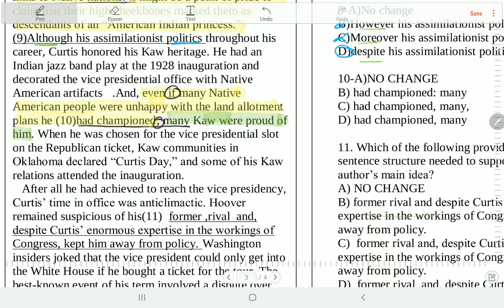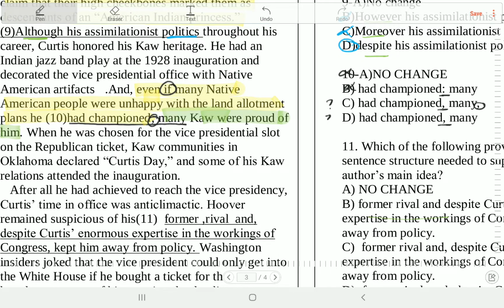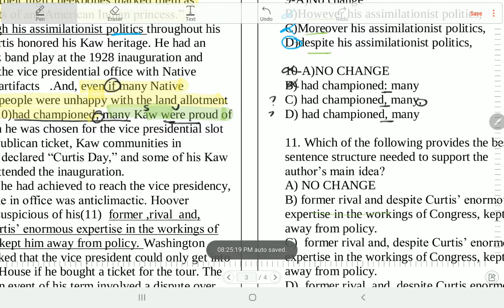Is that a complete idea? No, it's not a complete idea. So can we just put a colon? A colon, we must have a complete idea. It's not B. So we have a comma here and we have a comma here. So it's C or D. The only difference is that we have a comma after many. So if many Native American people were unhappy with the land allotment plans he had championed, comma, many were. It's a tribe. Many were. So the subject here is many and the verb is were. So can we put a comma between the subject and the verb? No. So it is not C. Just remember that. So definitely it's D.